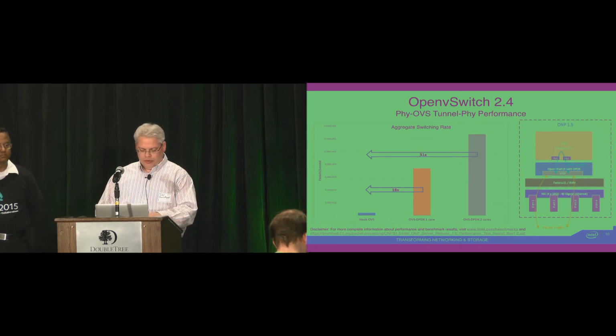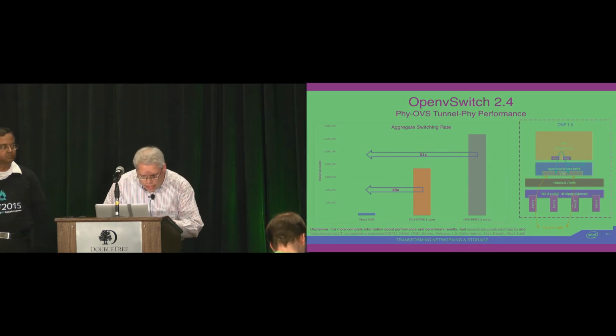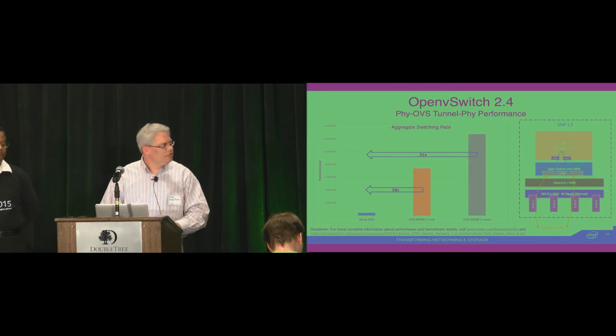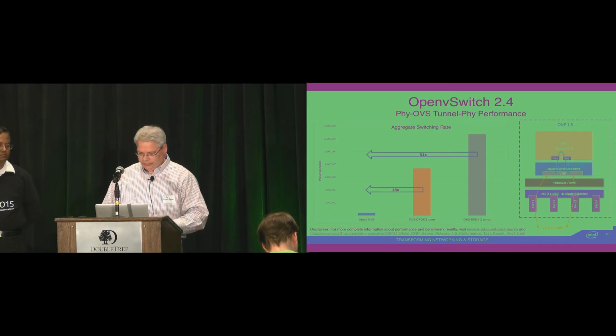So one core, we're about 7.7, and then 2 cores is a little over 14 million or so packets per second. It's a little hard for me to read. So that's kind of our tunnel performance.